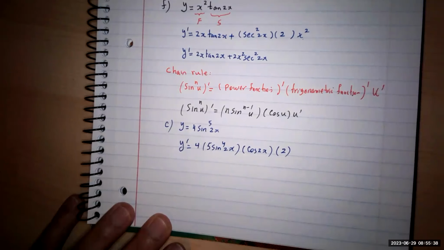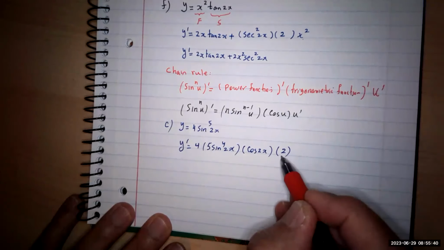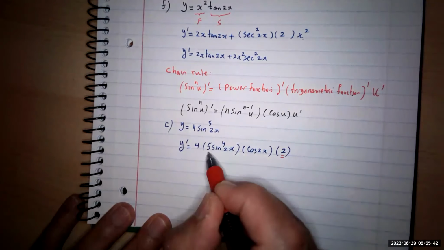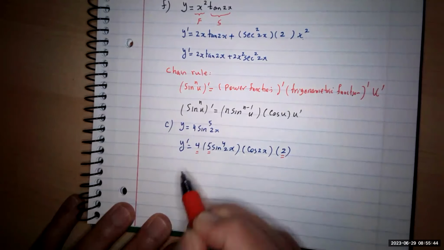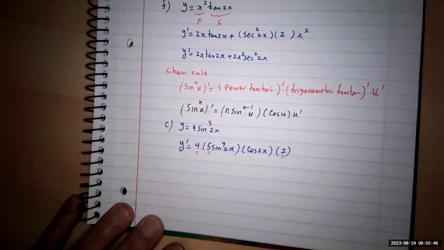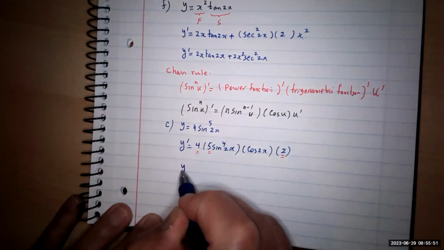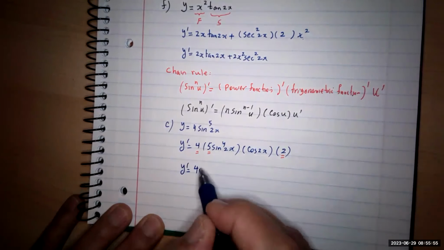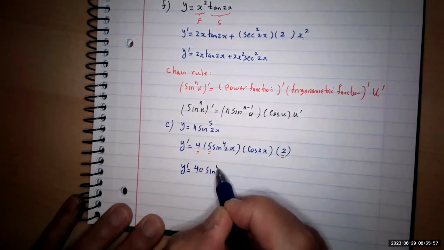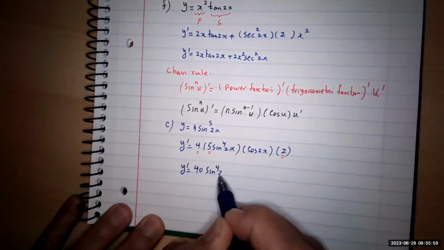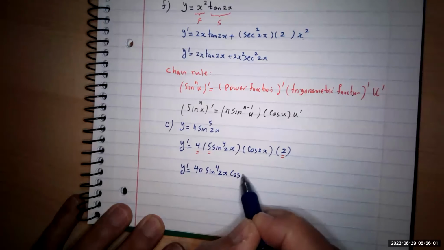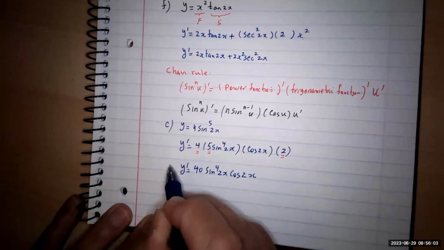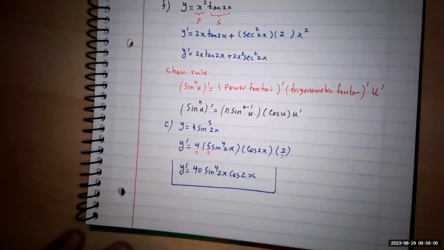Multiply the monomials. We have 2, 5, and 4. So 2 times 5 is 10, and 10 times 4 is 40. So y prime is 40 sine to the 4th of 2x times cosine of 2x. That gives you the final answer.